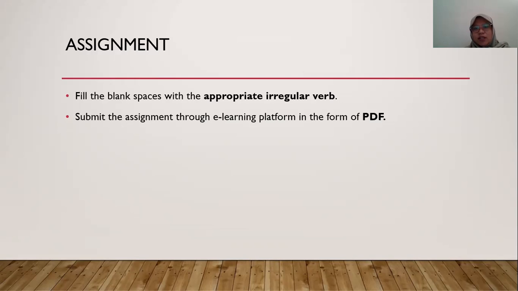Submit the assignment through the e-learning platform in the form of PDF. Don't forget to check the deadline. I will not receive any submission after the deadline.